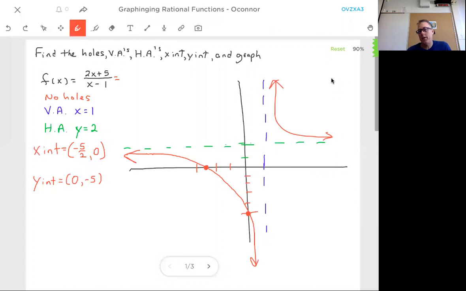Another way to figure that out would be simply to plug in a point over here. If I plug in, let's say, 3 for x, I could get the output and see if the output is greater than 2 or less than 2. That would be another way to find it. All right, any questions on that before I turn you guys loose to try your own?